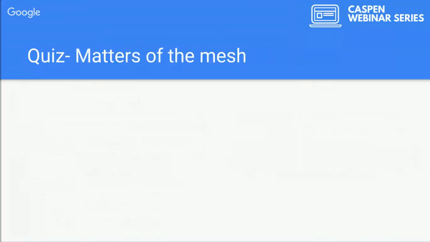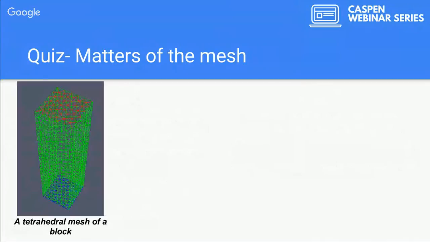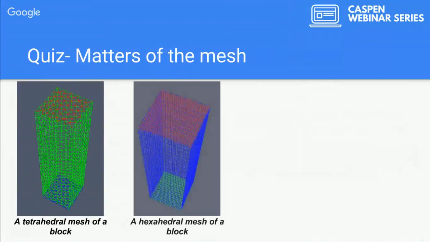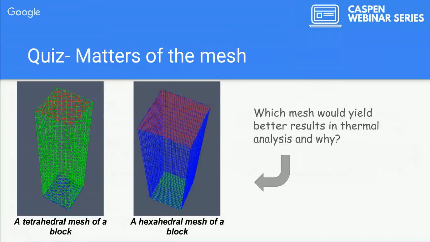So I wanted to ask the viewers a question, which you can keep in mind, and we'll get back to the answer. So I have a tetrahedral mesh of a simple rectangular block, and you have a hexahedral mesh. Now the question here is, which mesh would yield better results in thermal analysis and why? So this is particularly for thermal analysis and not for structural analysis. So keep in mind, we will get back to the answer of this at the end.